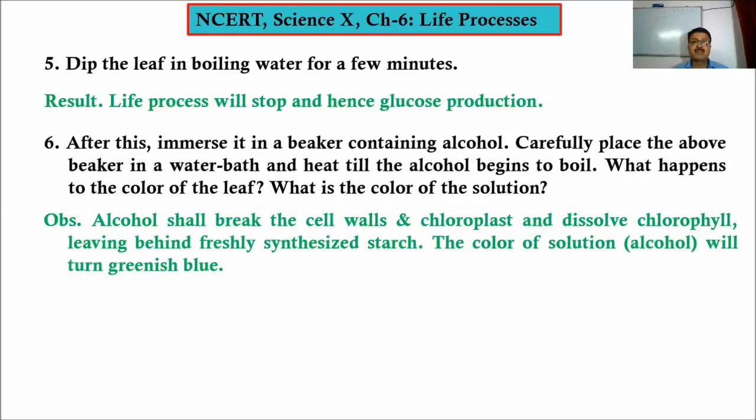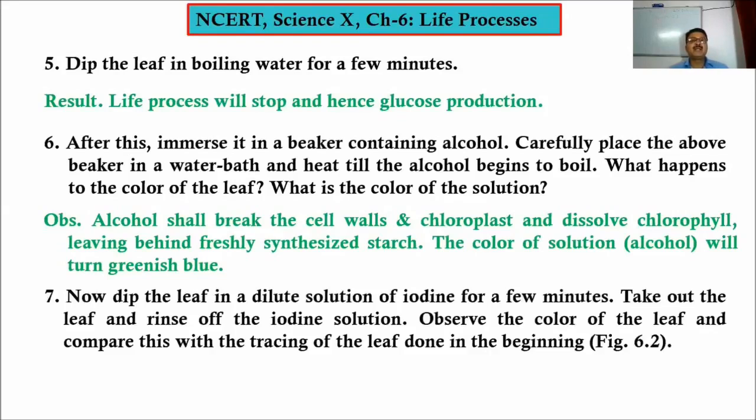95% alcohol ruptures cell wall and cell organelles, including chloroplast. All the pigments of the leaf thus will be dissolved and come into alcohol. If you have taken a money plant, then the color of the solution will become bluish green, since it has no other pigment except green. And if you have taken croton, then the solution will become maroon red. The leaf will become pale or off-white. Newly synthesized starch will be left in the leaf since starch is insoluble in alcohol.